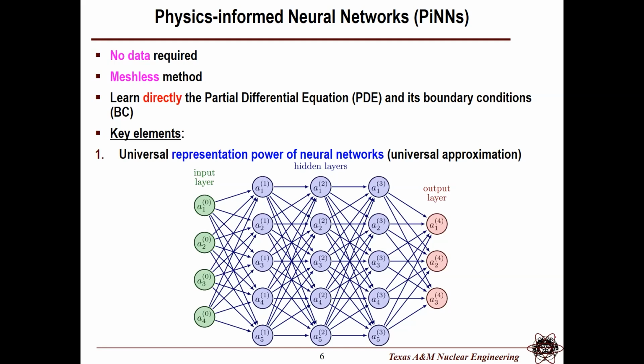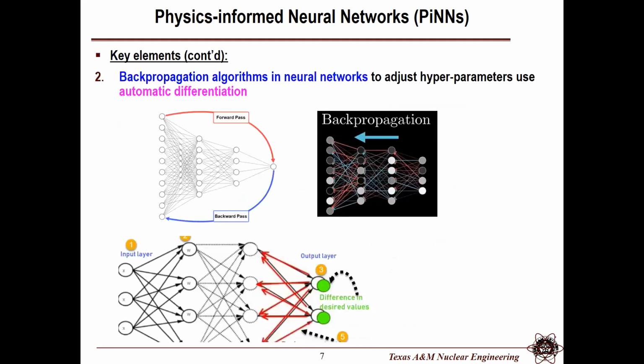Another property of neural networks that we're utilizing fairly heavily is the backpropagation algorithm. Now, typically this is used in training to adjust the hyperparameters using automatic differentiation, but we'll leverage the automatic differentiation methods to end up calculating the residual.